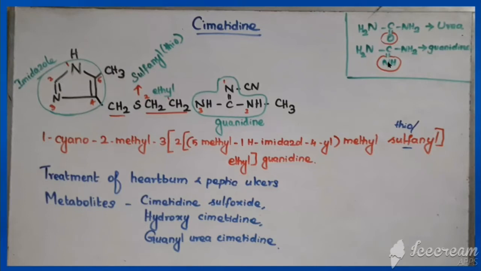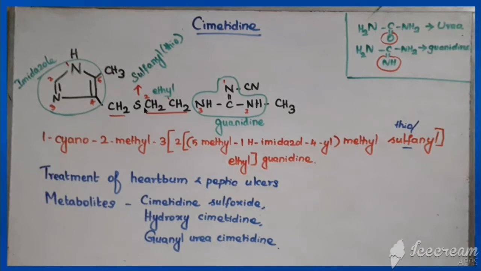Instead of oxygen, if we put NH, that is called guanidine. So urea is NH2-C double bond O-NH2. Here, instead of oxygen, we have NH, and that is called guanidine. Okay, so look at the structure of guanidine. This is the first nitrogen, this is second and third. In the first nitrogen, one H is replaced by CN, that is the cyano group, and in the second, one H is replaced by methyl. So the first nitrogen has a cyano group, and the second nitrogen has methyl.